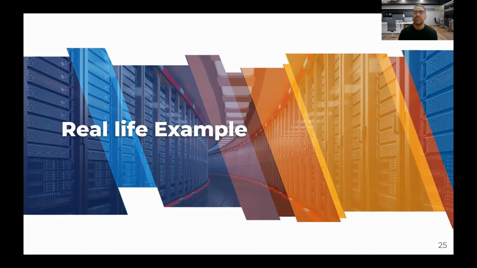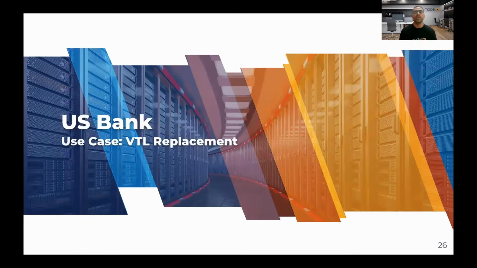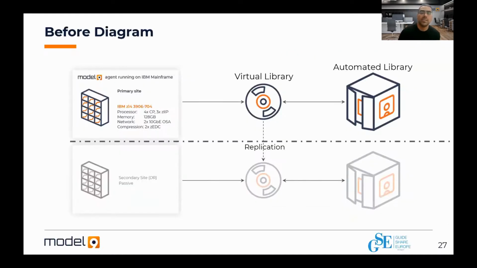We're going to move on to a real life example from a US bank that did a VTL replacement for the mainframe. This is the before diagram showing how the architecture looked before. They had two mainframes, one on the primary side, one on the DR. The DR one was passive, so just in case of a disaster recovery, that would get activated. They have a virtual tape system and an automated tape library that was more for cold storage, and the virtual tape library for more hot data, with replication to the DR side with the exact same configuration.